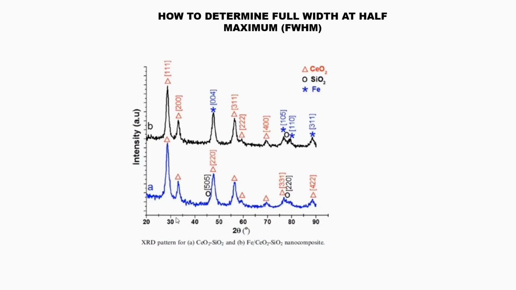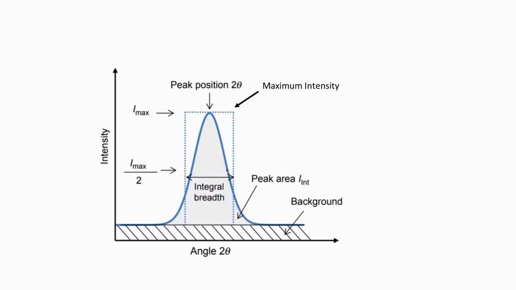This part will show you how to determine full width at half maximum. So, from the graph, XRD 2 theta, let's state the best or highest peak. The peak is shown in the figure. This is the maximum intensity of the peak. This is FWHM. This width is at half of the maximum intensity of the graph, that's why we call it FWHM.